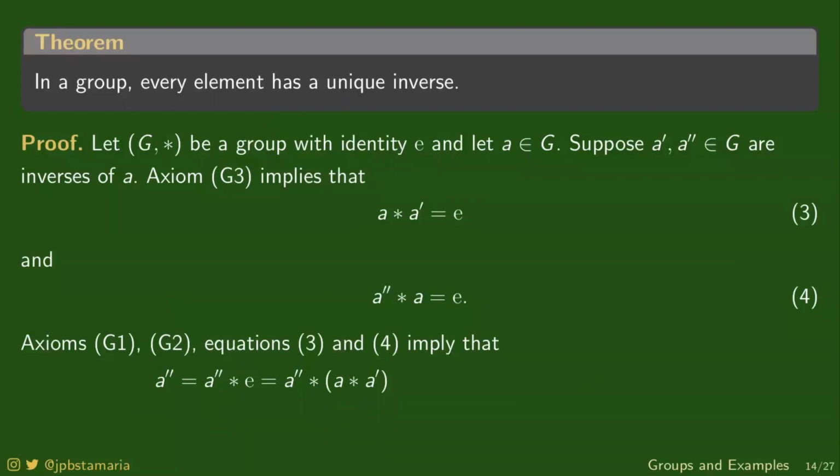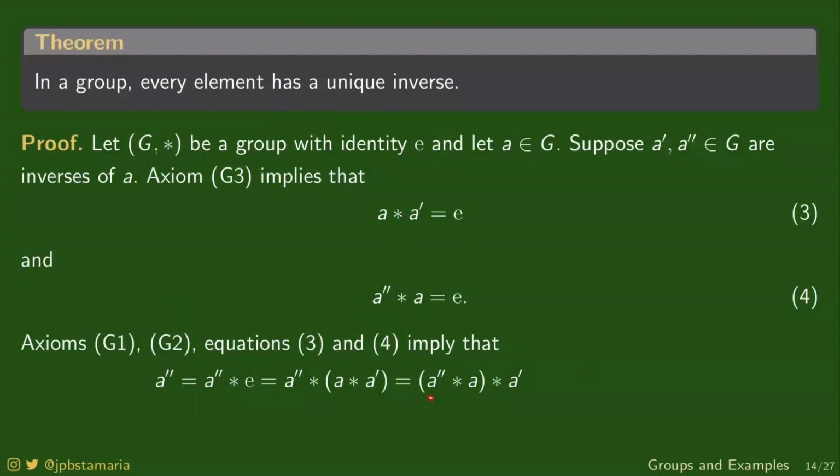Nasusundan ba? Okay. Ito na. This is the time when we use the axiom G1, which is the associative property. So, this pair of parentheses can be moved right here. Pwede ko siyang ilipat because of the associative property.